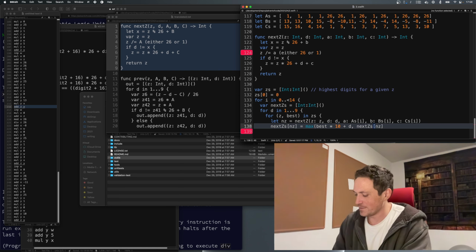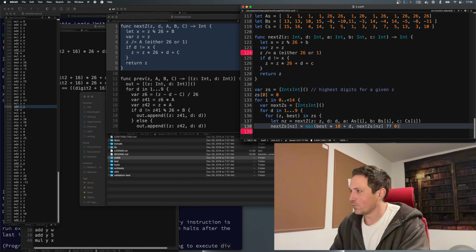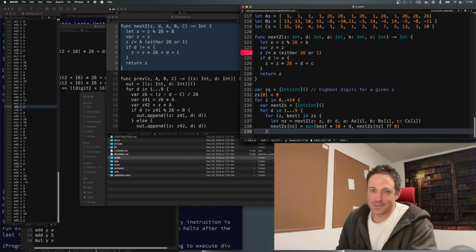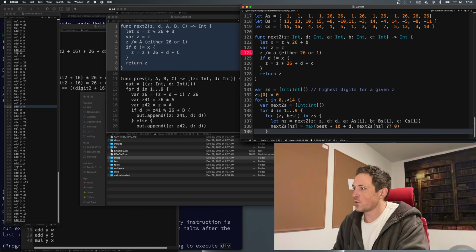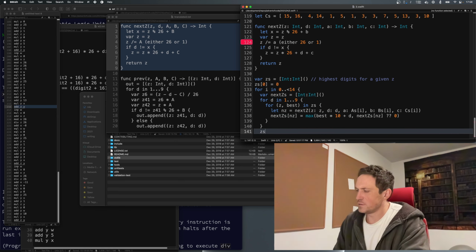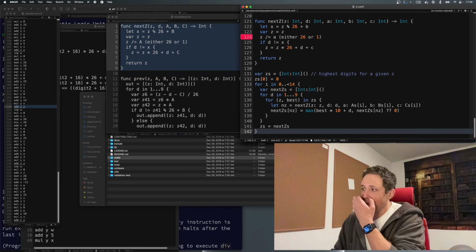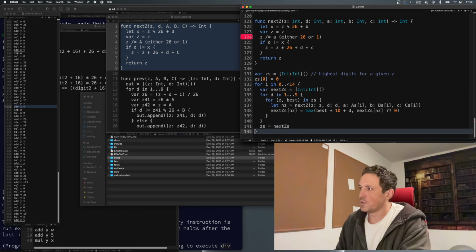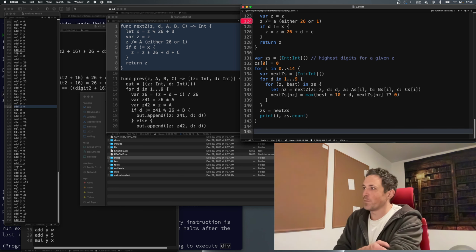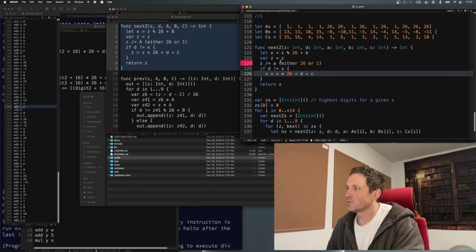Next z's of n z, or 0 is a low number, right? Okay, because 0 is less than digit, so it's always going to be ignored. So we've done that, and then we say z's is next z's. And you know what? Let's print I and these count. Let's see what our branching is. We might not terminate. We might need a... Oh, what is this?